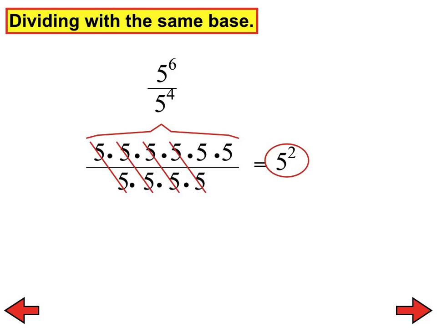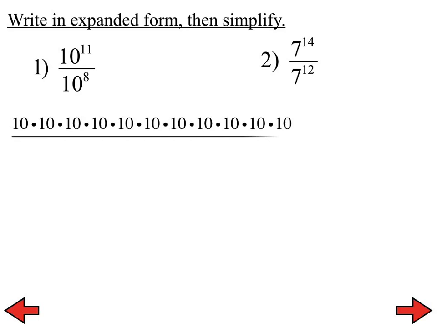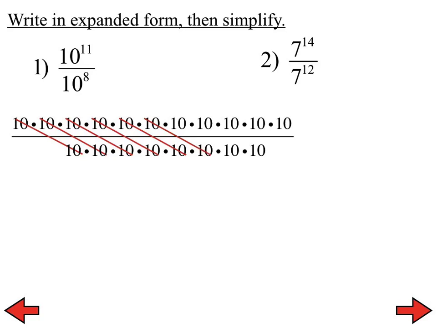Okay? So do number 1 on your notes with me. Please write it out in expanded form first. So you're going to write 11 tens and 8 tens. 10 to the 11th power means 10 times 10 times 10 times 10 times 10, 11 times. Divided by 10 to the 8th power means 10 times 10 times 10 times 10 times 10, 8 times. Now 10 divided by 10, you already told me, was 1. So this would be a whole bunch of giant 1s until what's left? 3 tens, so that would be 10 cubed.